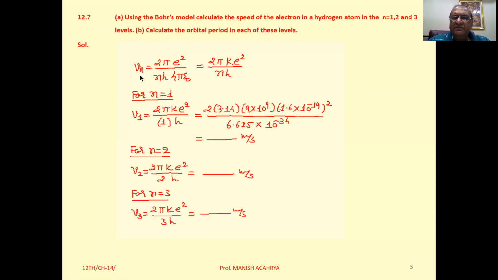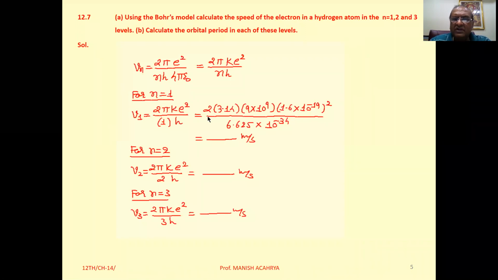Now see, we have the equation for speed in nth level, that is 2 pi e square upon nh 4 pi epsilon 0, or that we can write as 2 pi k e square upon nh. Okay. Now for n equal to 1, we can write V1, that is equal to 2 pi k e square upon n equal to 1 into h.